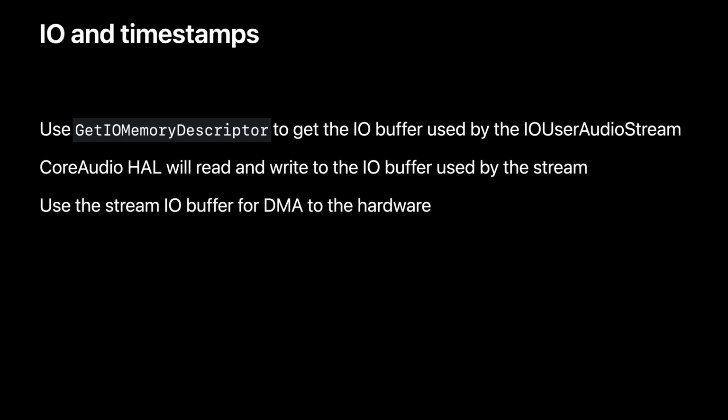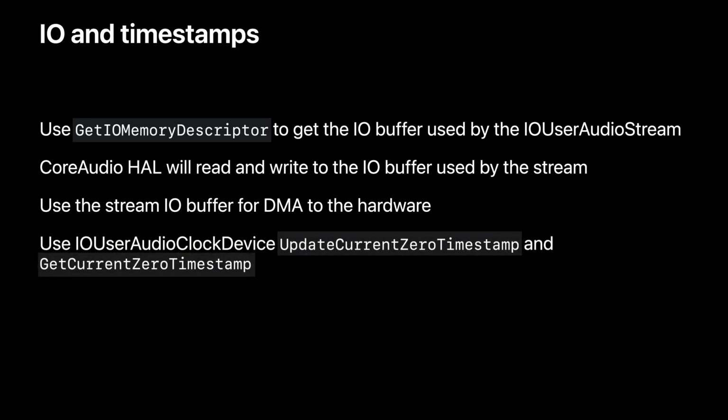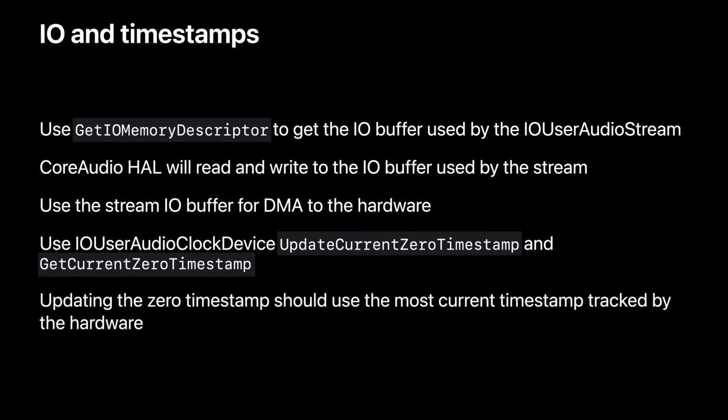The same memory descriptor used by the stream should ideally be the same one used for DMA to the hardware device. I/O user audio clock device is the base class of I/O user audio device. Update current 0 timestamp and get current 0 timestamp should be used to handle timestamps from the hardware device. The timestamps will be handled atomically, and the HAL will use the sample time host time pair to run and synchronize I/O. It is vital to track the hardware clock's timestamps as close as possible.